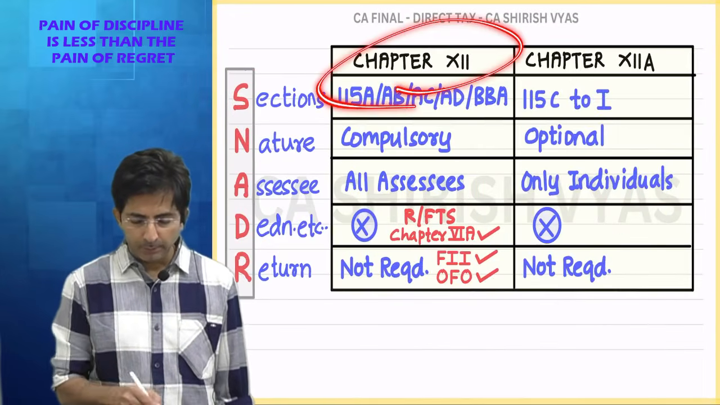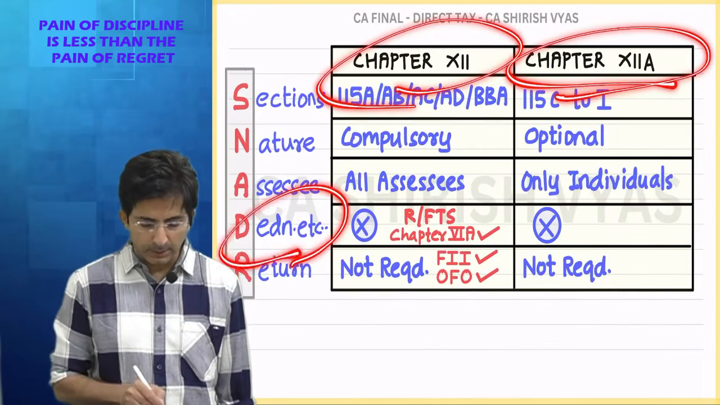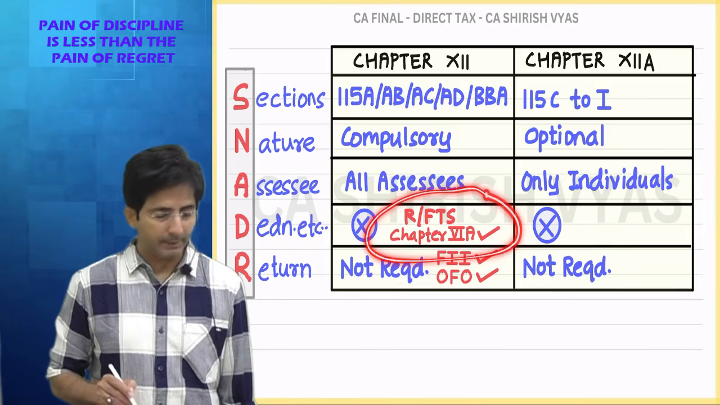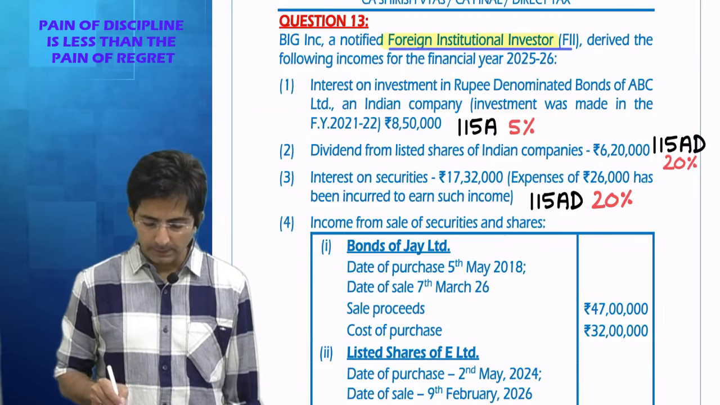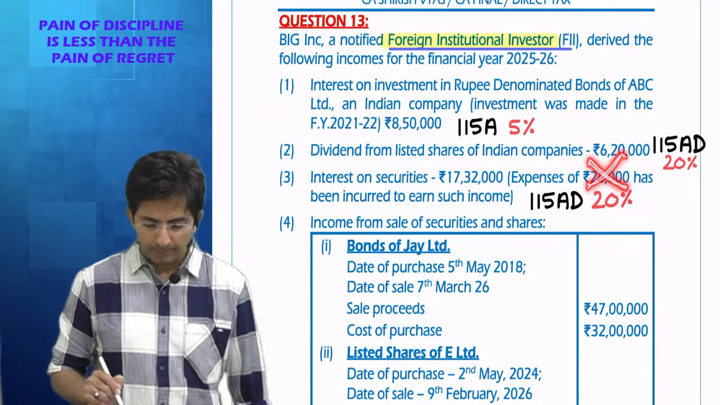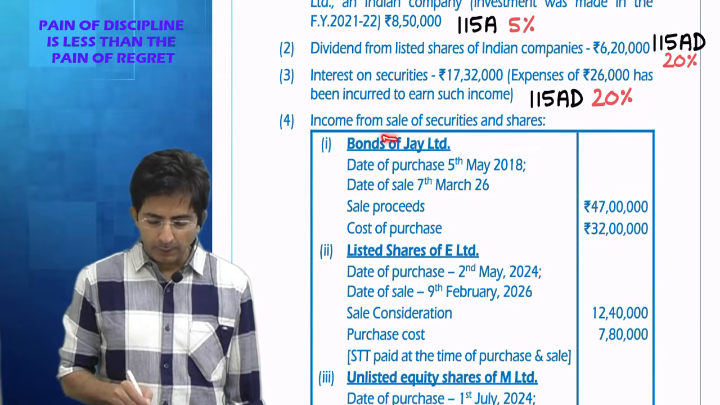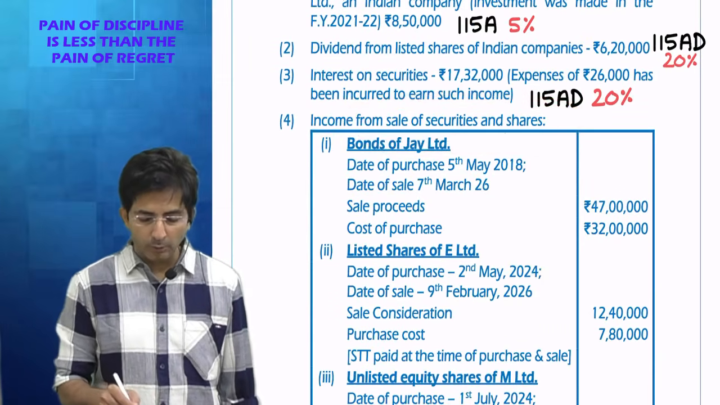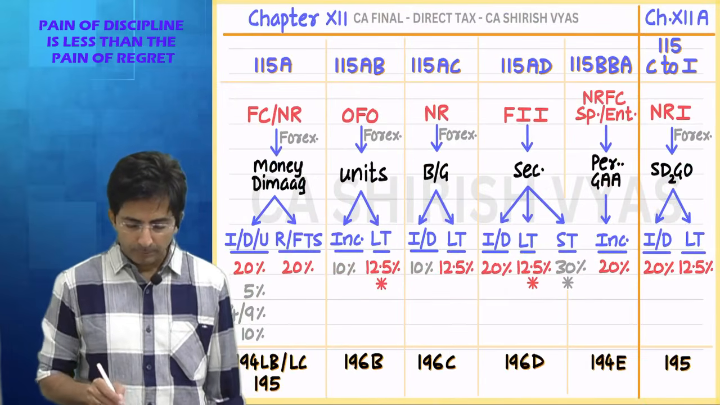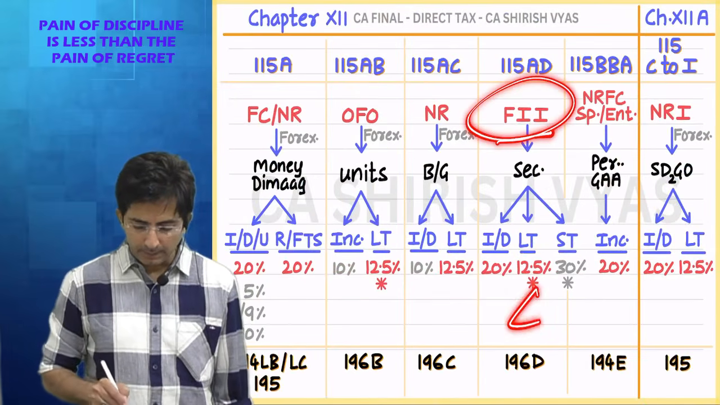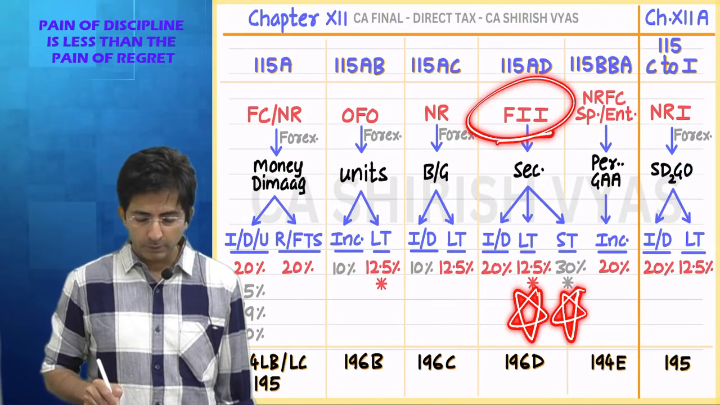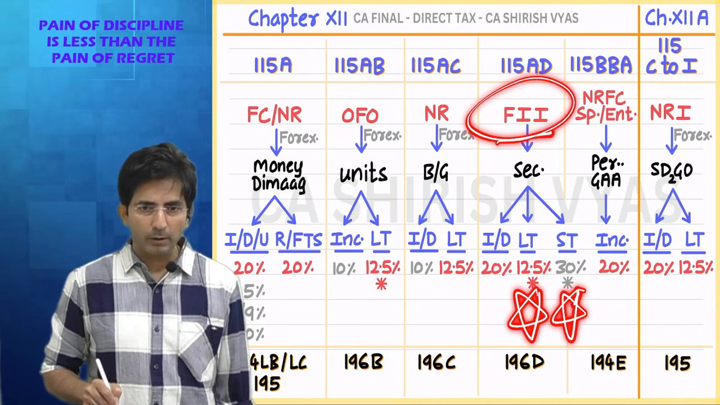In the whole of chapter 12 and chapter 12A, deductions are not allowed, except in royalty and FTS where you can get chapter 6A. So for expense deduction, you will ignore expenses. Okay. Then sale of securities and shares is given. The moment you see sale of security, look what you should be reminded of: FIIs, long-term gain and short-term gain, because sale of security will create either long term or short term.